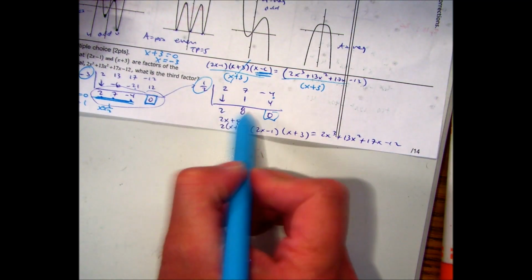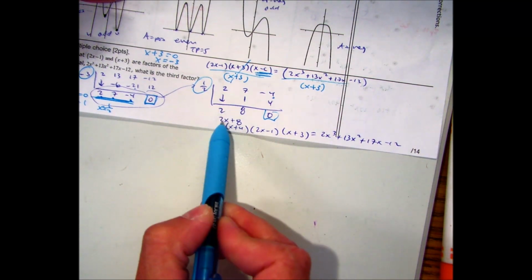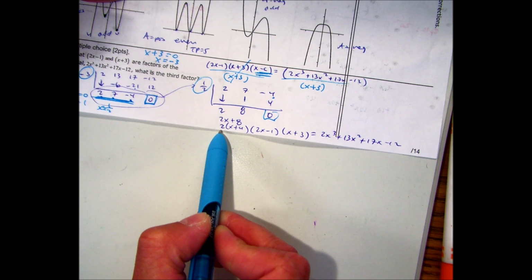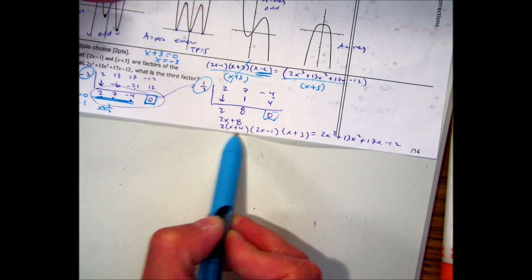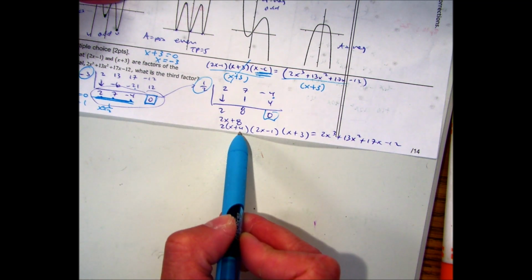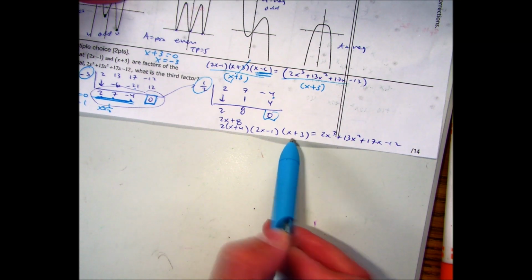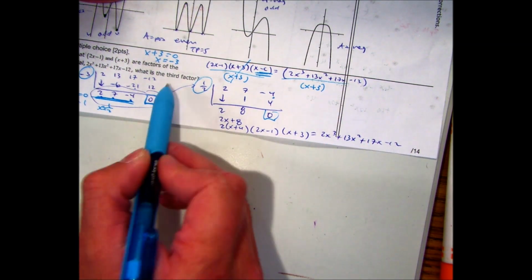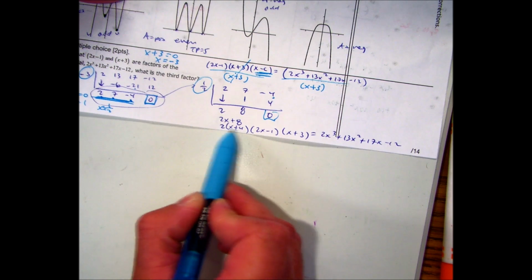missing is this one, 2x plus 8. Well, this one, if I take out a GCF of 2, I'm left with x plus 4. So if I multiply 2 times x plus 4 times 2x minus 1 times x plus 3, I get that long polynomial. That third factor is x plus 4.